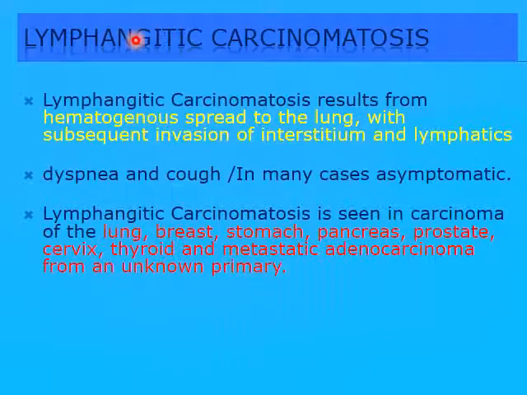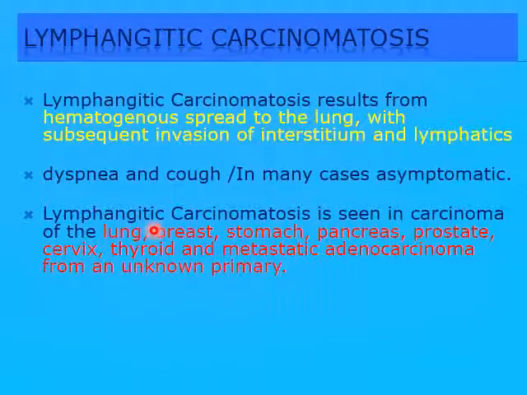Disease number 3, lymphangitis carcinomatosis, or lymphangitic carcinomatosis. What is this? Lymphangitis carcinomatosis is a hematogenous spread of cancer to the lung with subsequent invasion of the interstitium and lymphatics. It presents by cough and dyspnea in many cases. It could be asymptomatic.